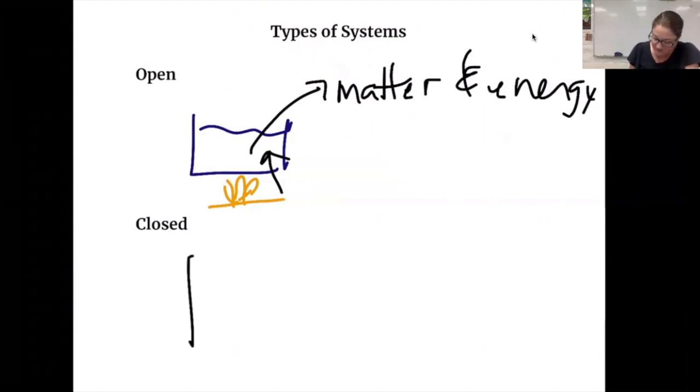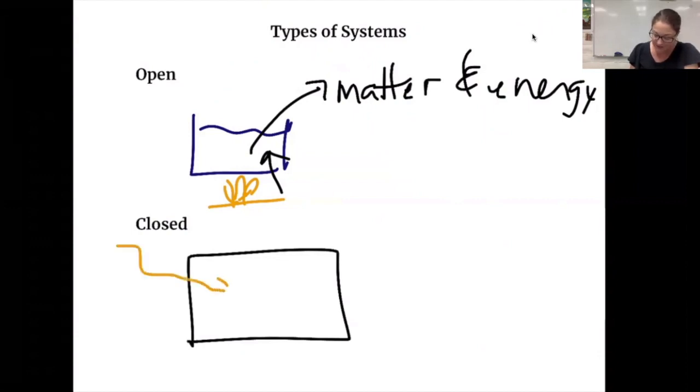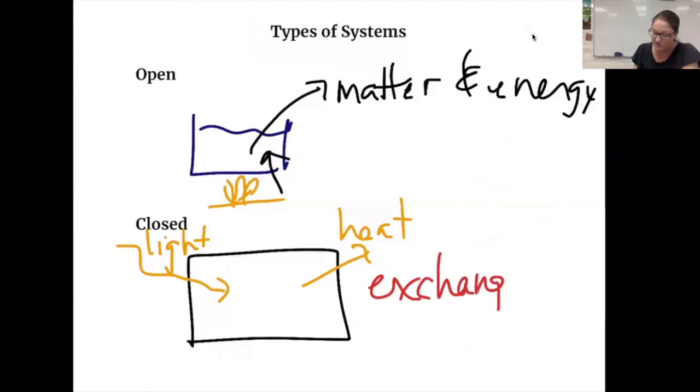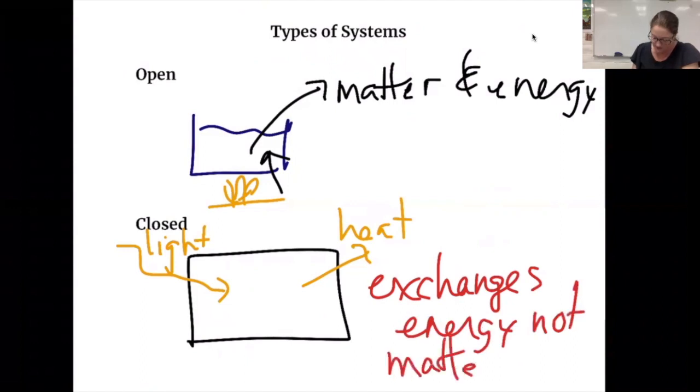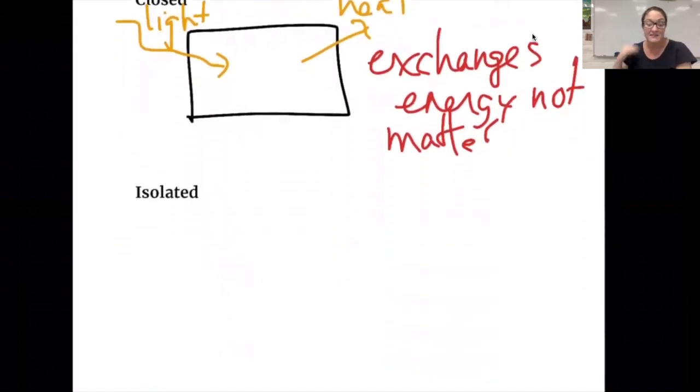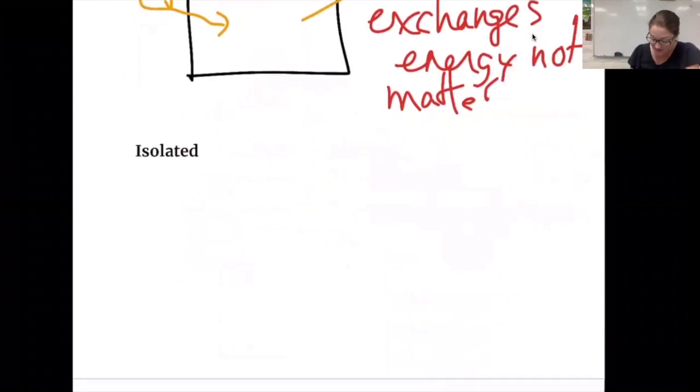A closed system might be able to have something like light go in and maybe heat go out, but it's not going to exchange matter. So a closed system exchanges energy but not matter. The third type of system is an isolated system, which exchanges neither.